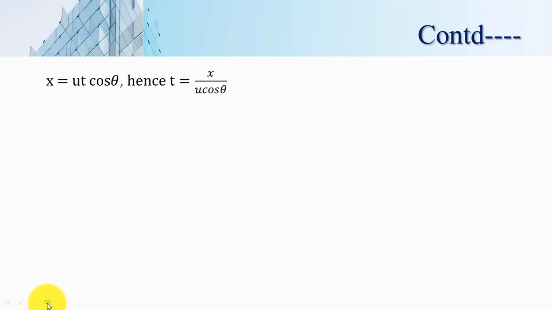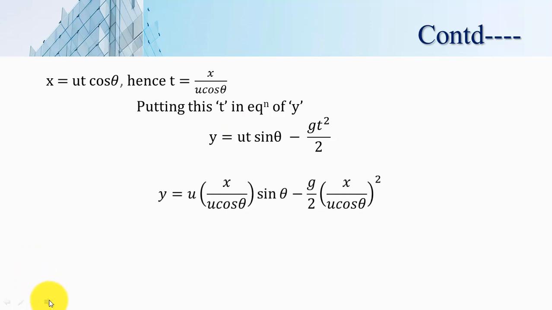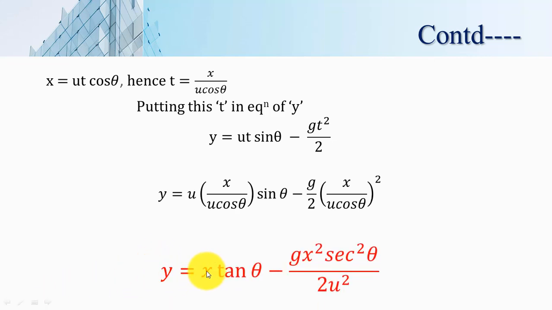Let us see that. For the equation of trajectory, we are just using the first equation of x. x is equal to ut cos theta. From this equation of x, we can get t is equal to x upon u cos theta, and then we go to the equation of y. y is equal to ut sin theta minus gt square by 2. In this equation of y, put t equal to x upon u cos theta. So by putting that, we will get the final equation as y is equal to x into tan theta minus gx square into sec square theta upon 2u square.